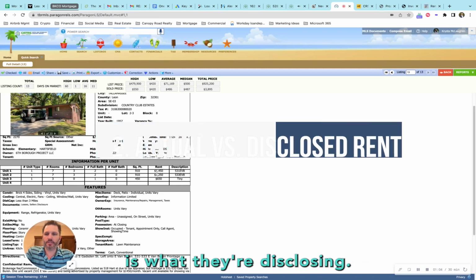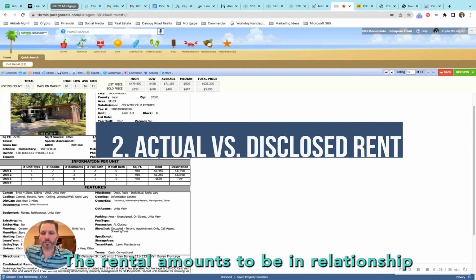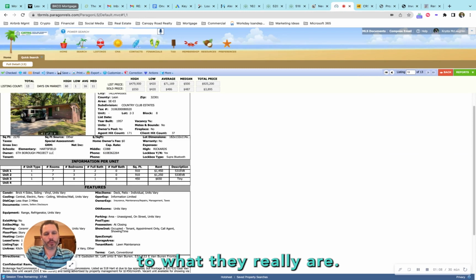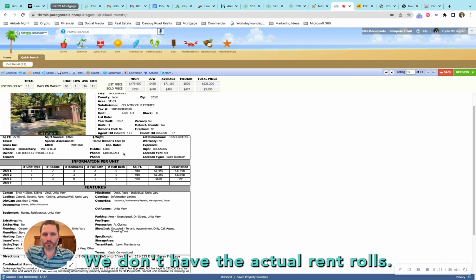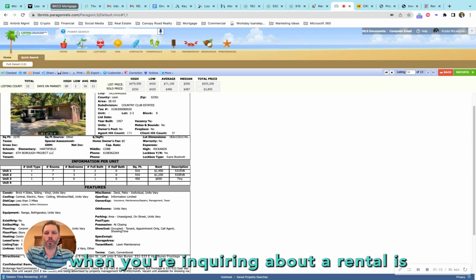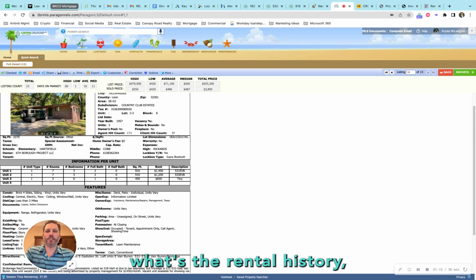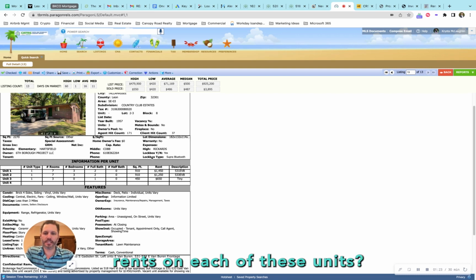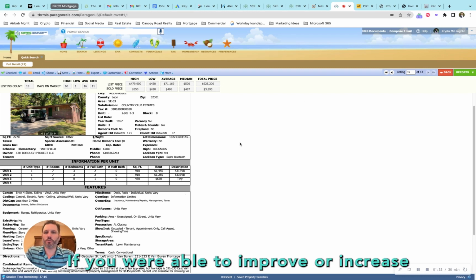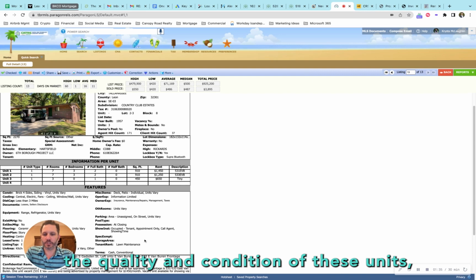Second thing we want to look at is what they're disclosing the rental amounts to be in relationship to what they really are. We don't have the actual rent rolls. Typically what you'd want to do when you're inquiring about a rental is ask the other agent, what's the rent roll? What's the rental history? What's the actual collected rents on each of these units? Because that's what we care about, not what it could or should be, and what then can it be if you're able to improve or increase the quality and condition of these units.